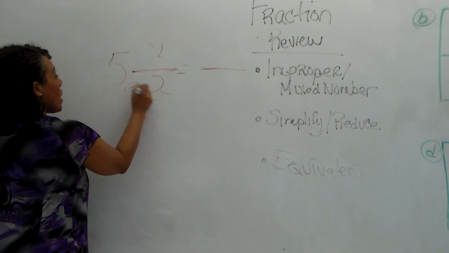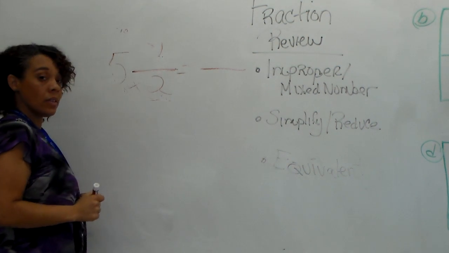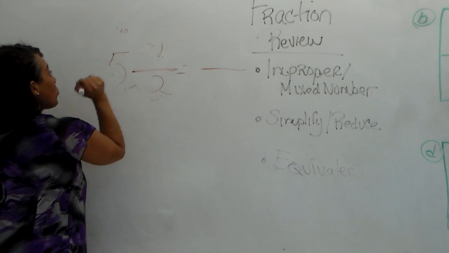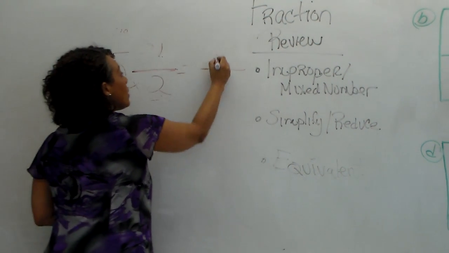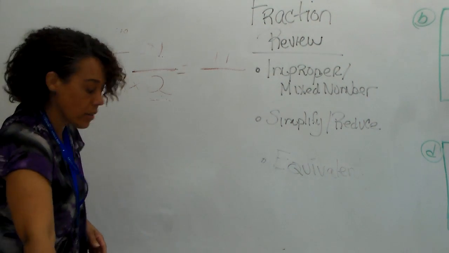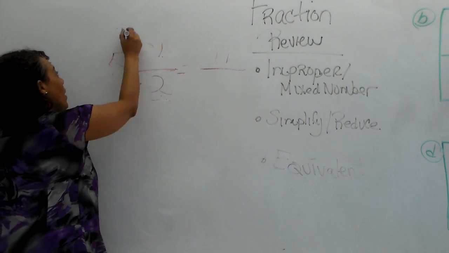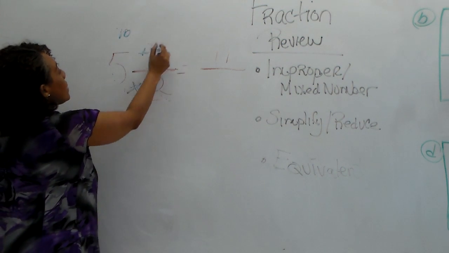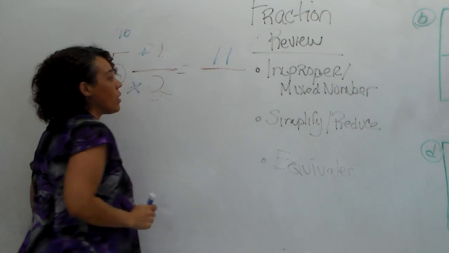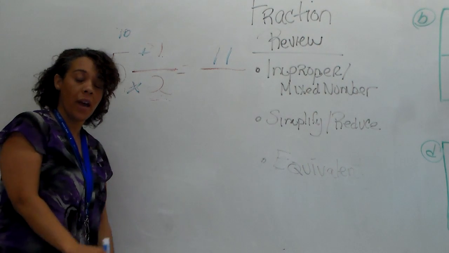2 times 5. Well, 2 times 5 is 10. And then what I'm going to do is take that product and add it to the numerator. 10 plus 1 is 11. Now let me switch markers because this looks terrible. So I had 2 times the 5 is 10, plus the 1 I had here in the numerator. 10 plus 1 is 11. Now I have the correct numerator for my improper fraction.